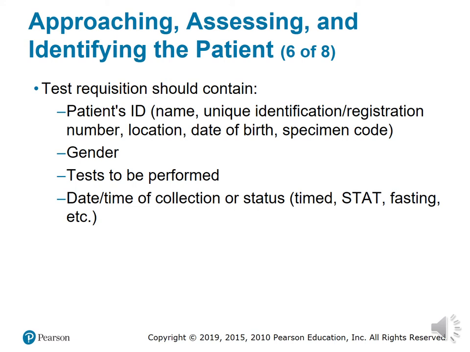The test requisition should contain the patient's ID, name, unique identification, registration number, location, date of birth, specimen code, gender, test to be performed, date, time of collection, or status, time, stat, fasting, etc. All this should be on your test requisition form.